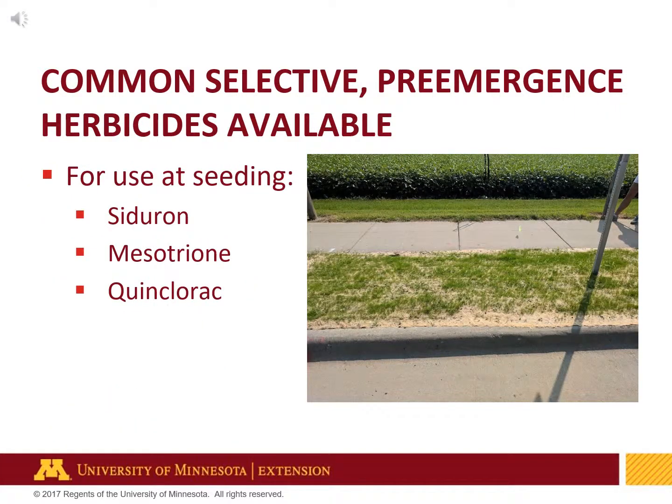Some products are specifically designed to be used in conjunction with seeding because they can selectively reduce weed seed emergence. Examples are siduron, mesotrione, and quinclorac.